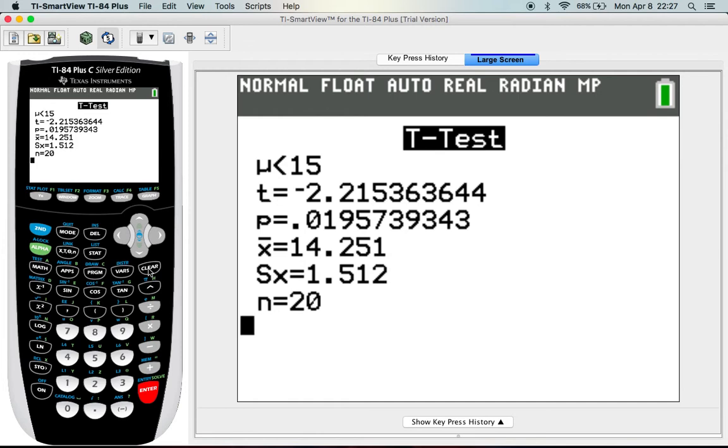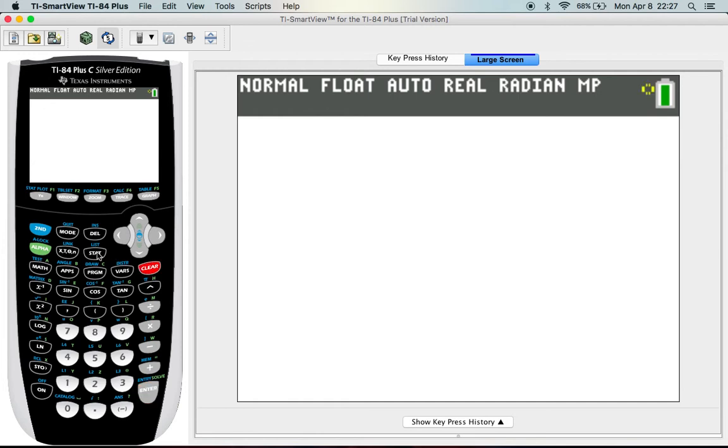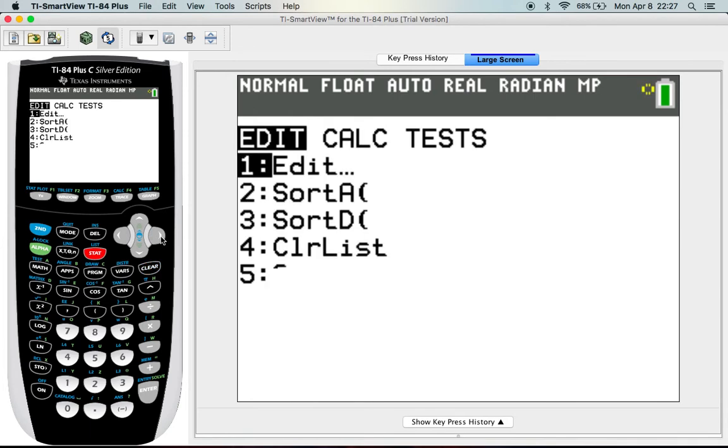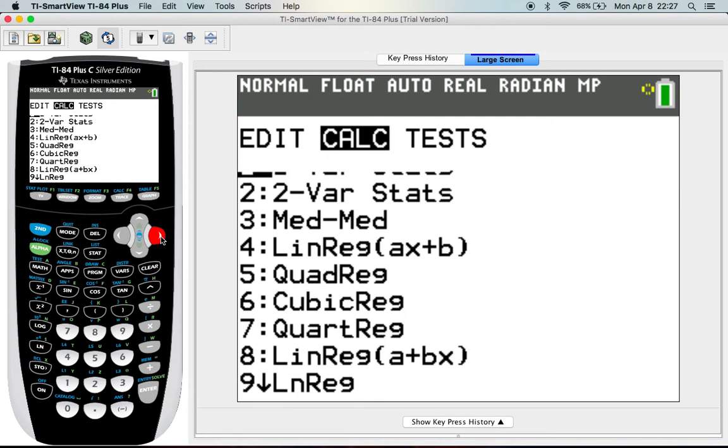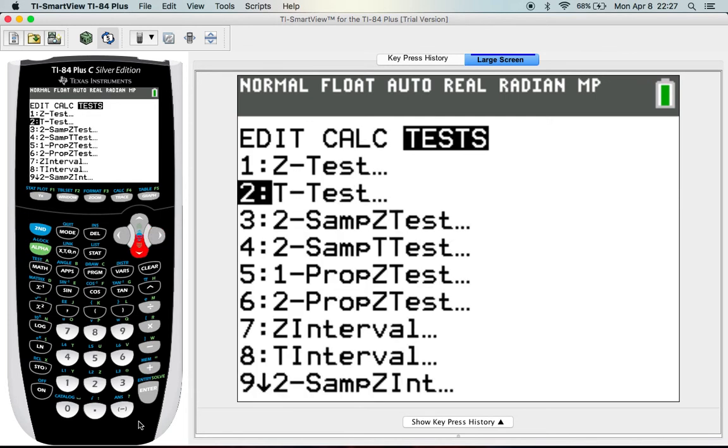So now I'm going to do the second example, which was a two-tailed test. So I'm going to go ahead and I'm going to hit stat. I'm going to arrow over to tests. And we're going to click on number 2, which is the t-test.